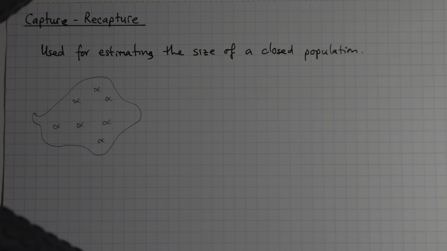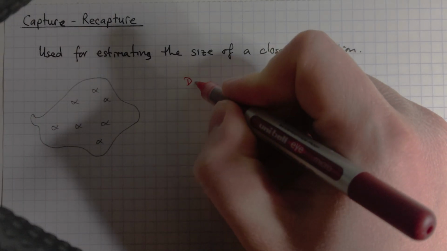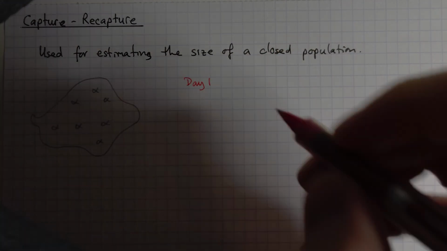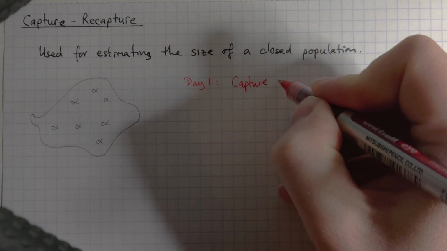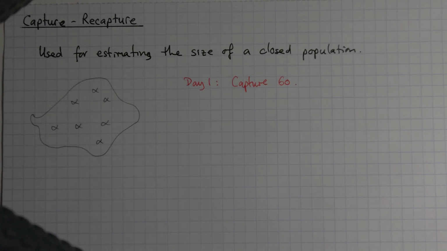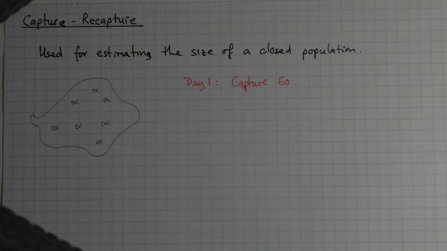Now it will be very difficult to capture all of them and count them, so I'm going to use a slightly different method, and I'll take you through the procedure. Now I start by capturing some. It doesn't actually matter how many, but I'm going to capture, say, 60. So on day 1, maybe I set up a trap or something and I capture 60 of the fish. That really could be any number, but I'm going to do this with 60.